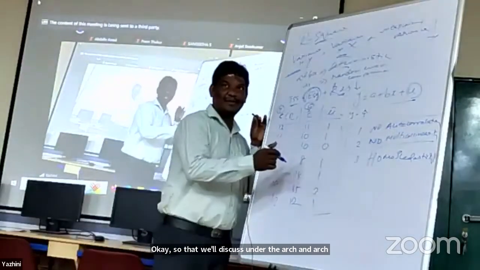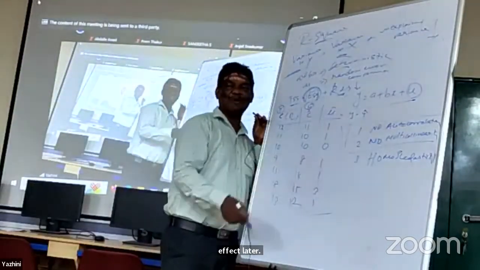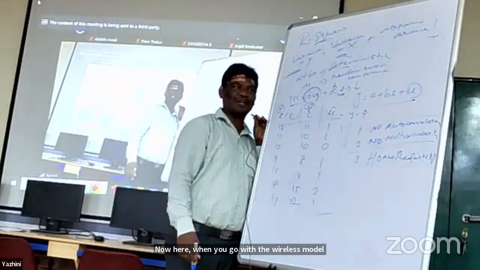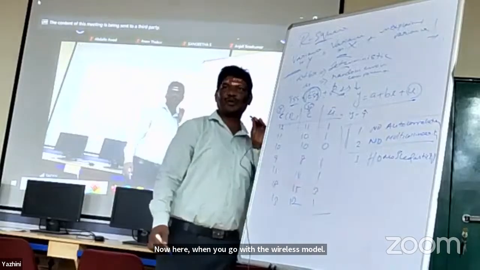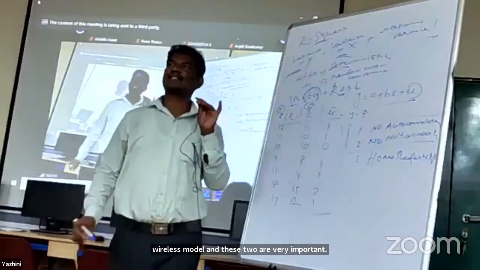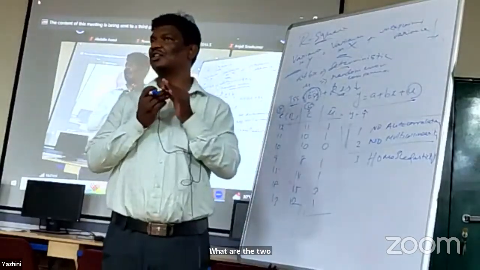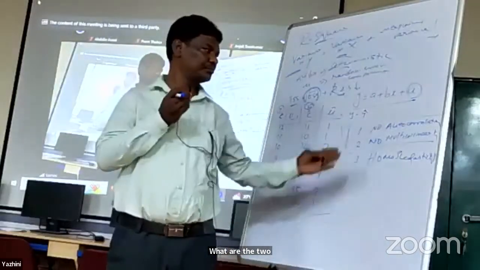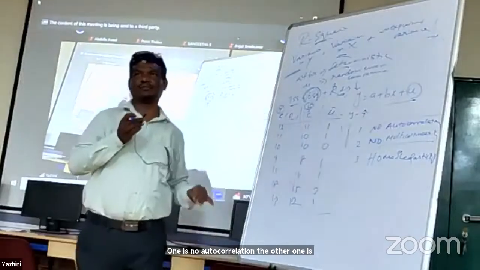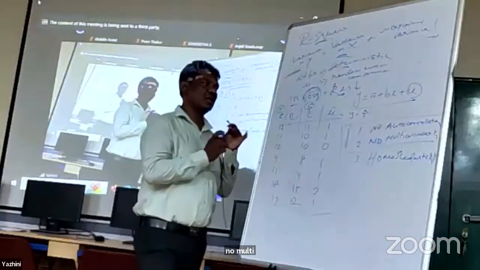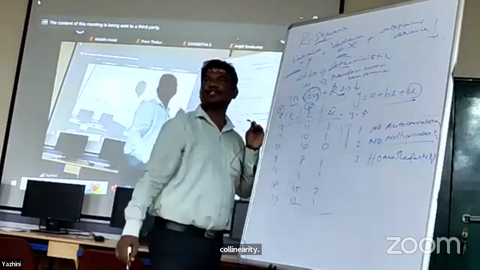Now here, when you go with the OLS model, these two are very important. What are the two? One is no autocorrelation. The other one is no multicollinearity. Okay. What is no autocorrelation?